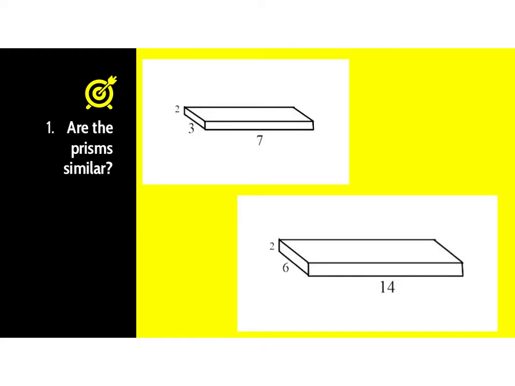When we go to consider whether or not these prisms are similar, we need to see if the corresponding side lengths are proportional. So I can see that this length corresponds with this length, so 6 is to 3. Is that the same as 14 to 7? And we can either simplify these or we can cross multiply and look at their cross products. I'm going to simplify. This one simplifies to 2, this one simplifies to 2, which is true.